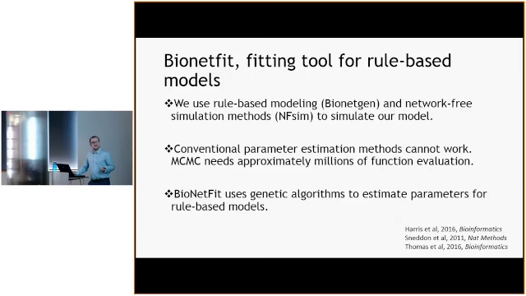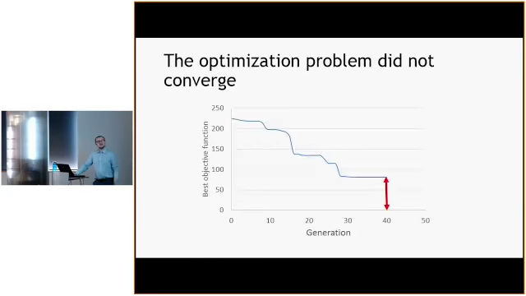Finally, genetic algorithms are more scalable, and we can use this heuristic method to get some information about the parameters. BioNetFit is a tool, published and available online, for the training of rule-based models. We tried it, and it did not converge. This is a chi-square error function, and it starts from a high value, and we got here, and it did not work.